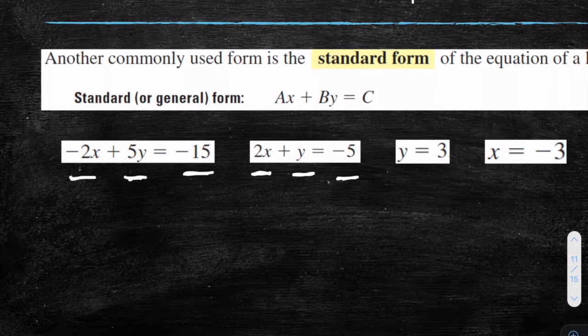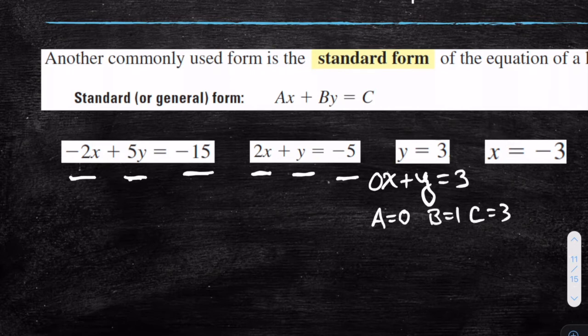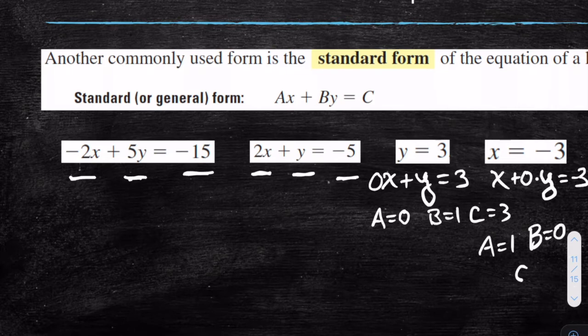What I want you to see here is that this is actually saying x times 0 plus y is equal to 3. So when you see it this way, A is equal to 0, B is equal to 1, and C is 3. Similarly, in this next one, we have x, which means A is 1, plus 0 times y, which means B is equal to 0, is equal to -3. We started out with x equals -3, but we have A is equal to 1, B is equal to 0, and C is equal to -3.